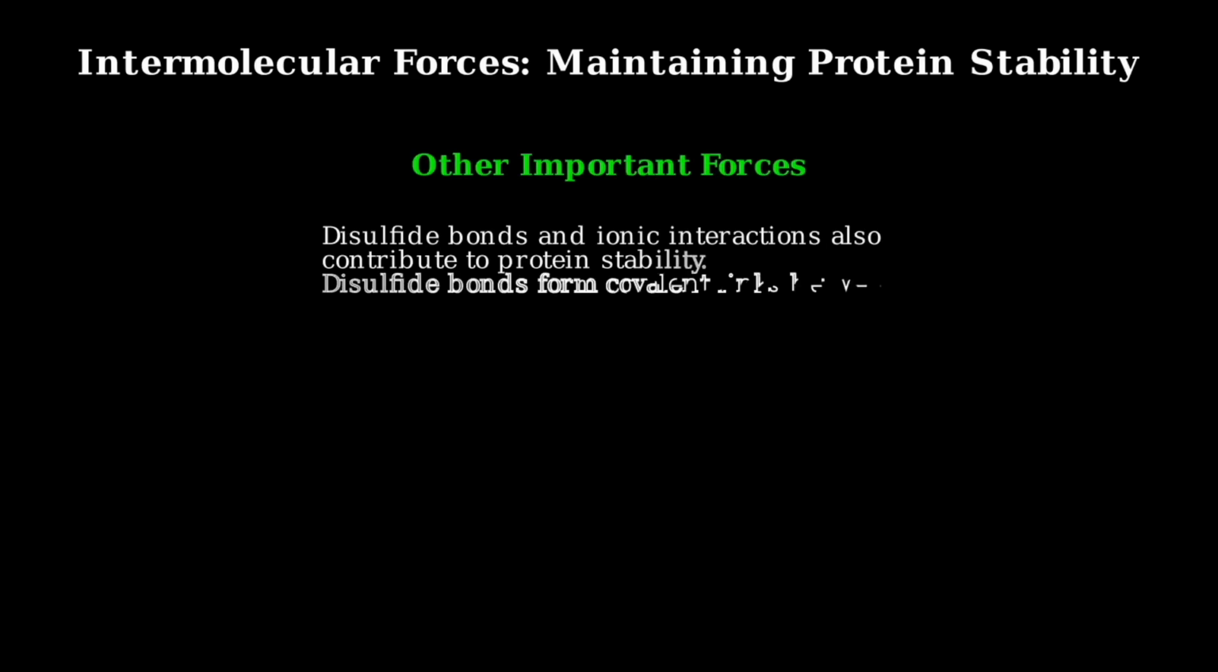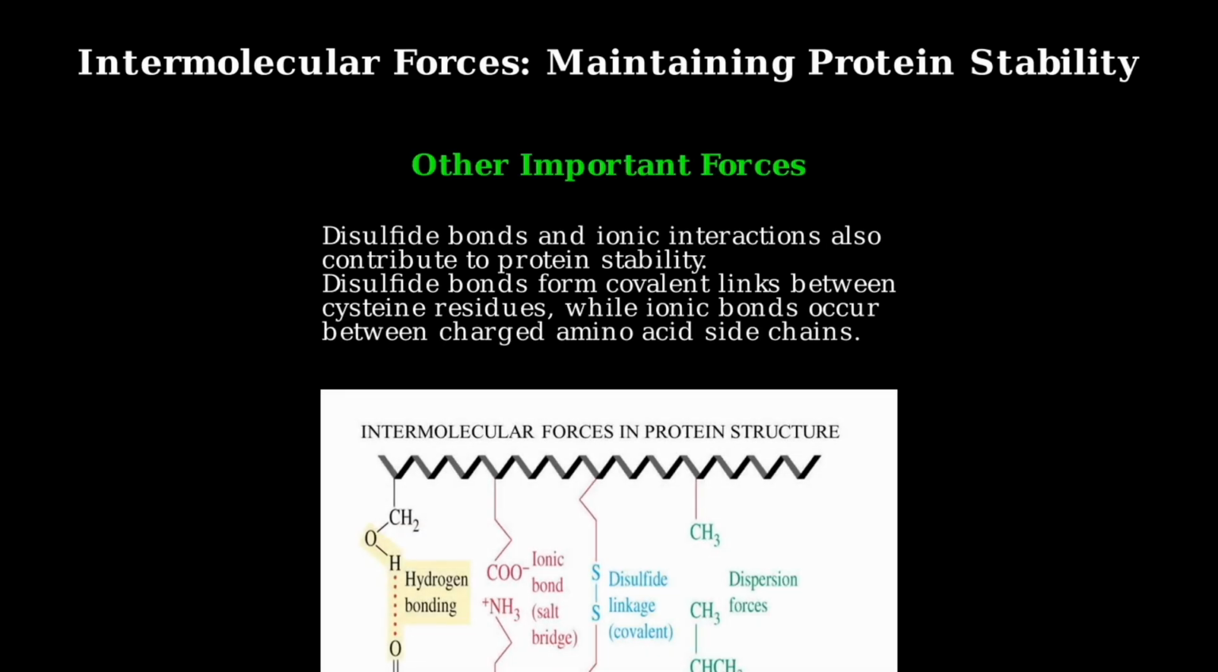Beyond the main forces, disulfide bonds and ionic interactions play important roles. Disulfide bonds are strong covalent links formed between cysteine amino acids, often stabilizing protein structure in extracellular environments. Ionic bonds, or electrostatic interactions, form between oppositely charged amino acid side chains, adding another layer of structural stability.